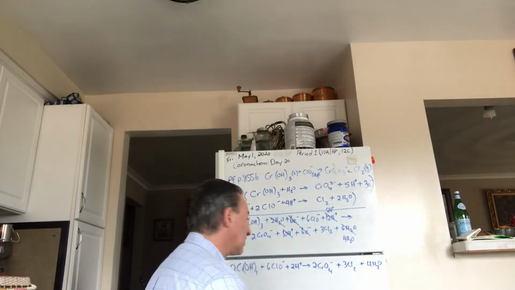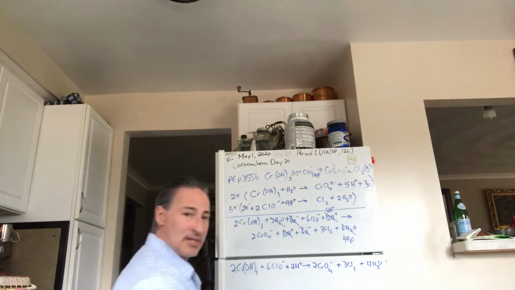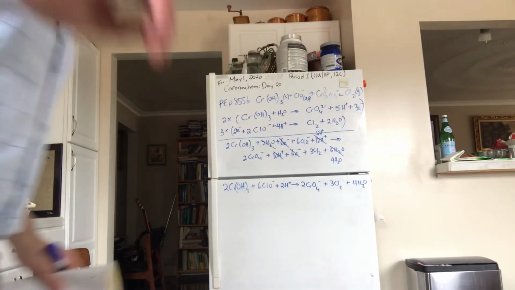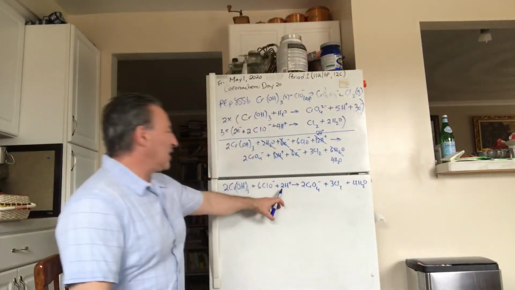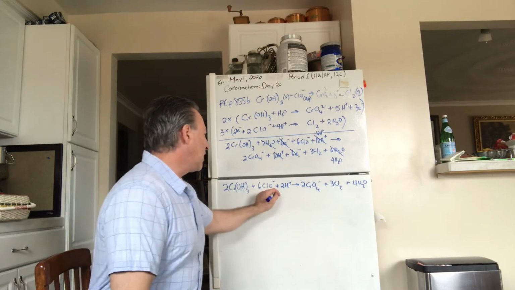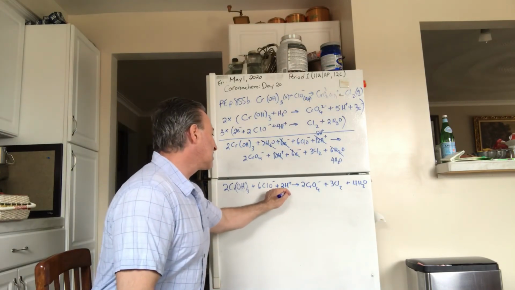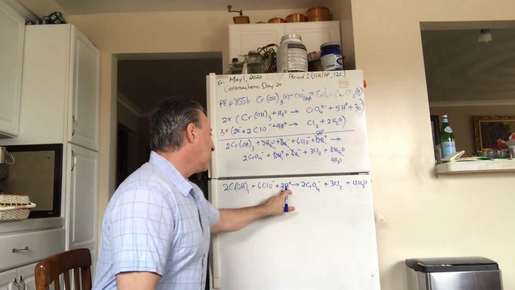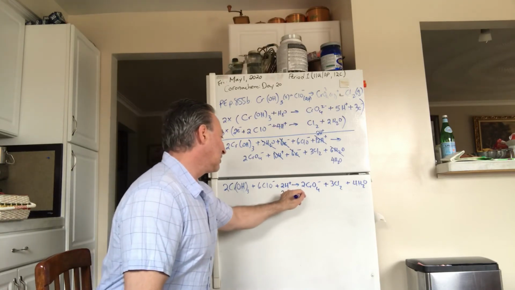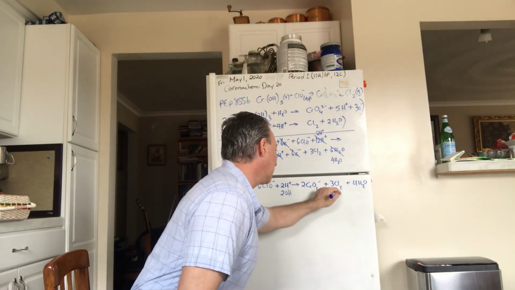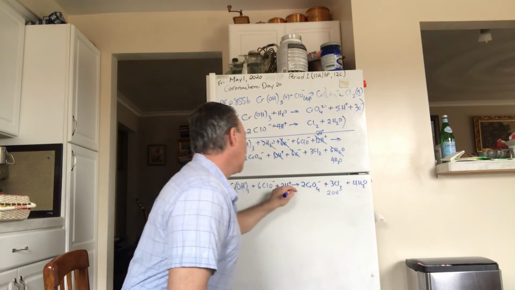But we want to balance it in base. So the way you do that is you find the side that has the hydrogens on it, and you add the same number of hydroxides. So you're going to add 2 hydroxides here to cancel out these hydrogens. And of course, if you do it to one side, you got to do it to the other side. So we're going to add 2 hydroxides over here as well to make everything balance out.